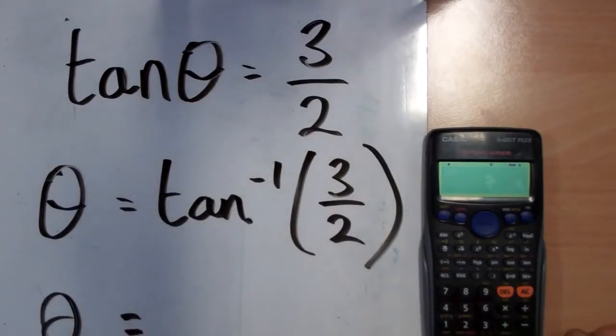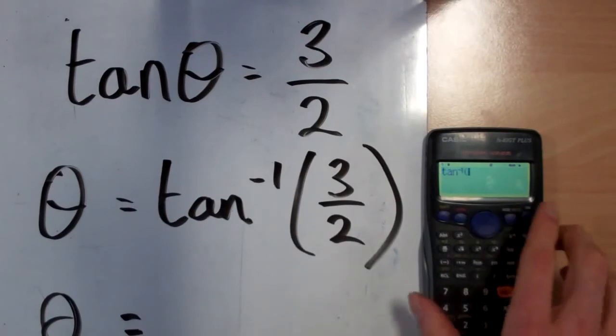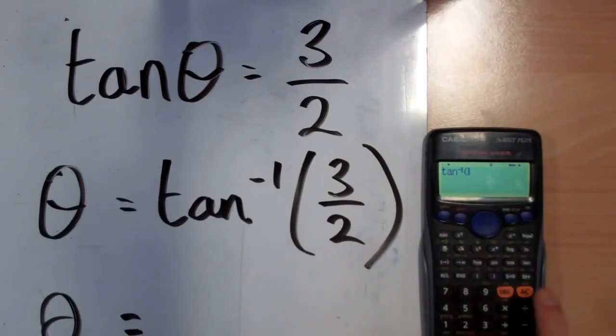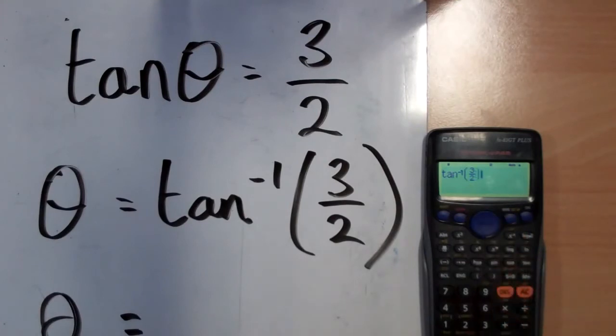Now how do you get this on your calculator? Well, what you've got to do is you press shift tan. As you'll see there, you have tan and then a little -1 at the top, and that means inverse tan. And then you can either use your fraction button, like so, to put in the 3 over 2, remembering to close the brackets at the end, to get 56.3.